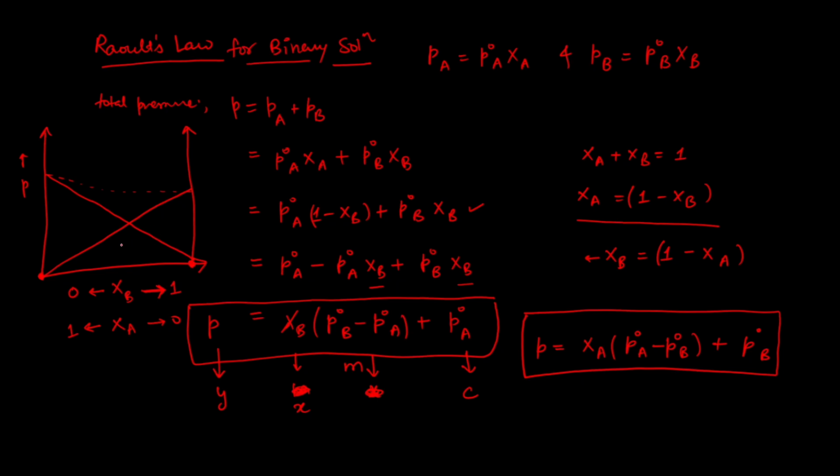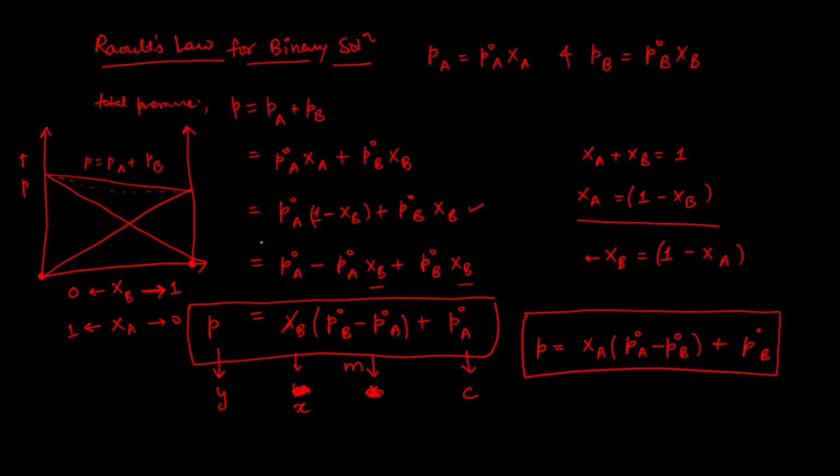This is the line for these two. If you add these two, this line represents total pressure, P equals PA plus PB. Now compare y equals mx plus c: chi B is on this side, and this is the slope, P naught B minus P naught A. What is the intercept? P naught A.